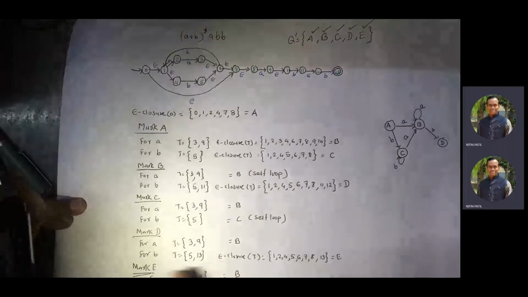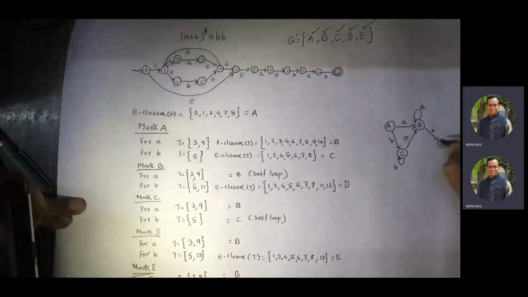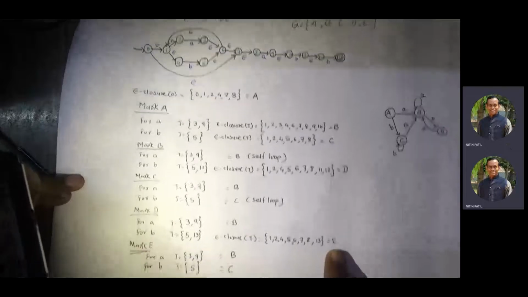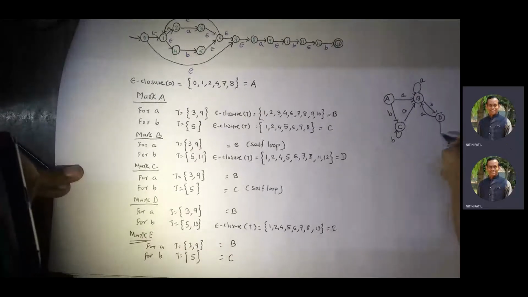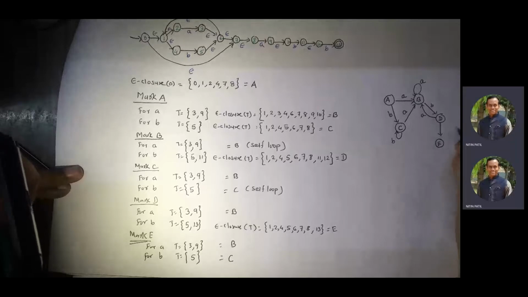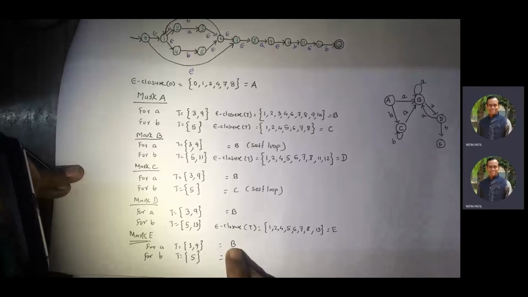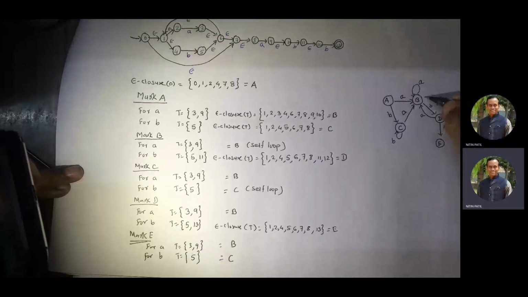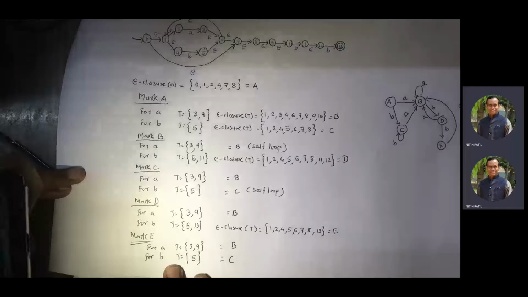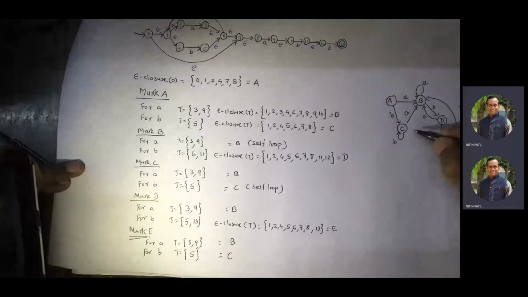Now let us talk about D. From D with A, it is going to B. For B, it is going to state E. So let us draw it. It is going with B, correct? From E to B, it is going like this, for A. And for B, we are going to C. So add it here too.